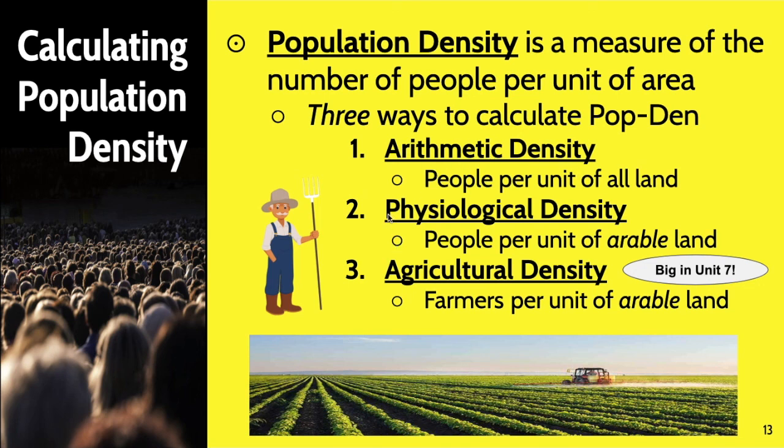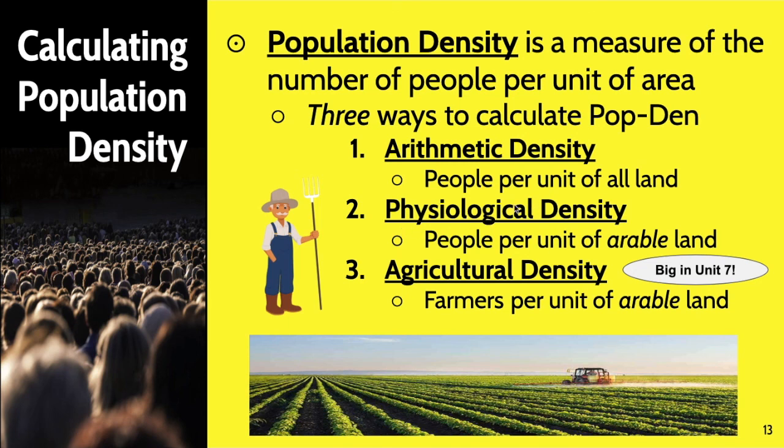But the other two are physiological density and agricultural density. Physiological is the number of people per unit of arable land. Arable land means farmable. It's fertile land. It can be farmed. Well, if you have a very high physiological density, that means that you have a lot of people, but not a lot of farmland. And that's concerning because you need farmland to provide for your people. You need to feed your population. So a high physiological density is not necessarily a good sign.